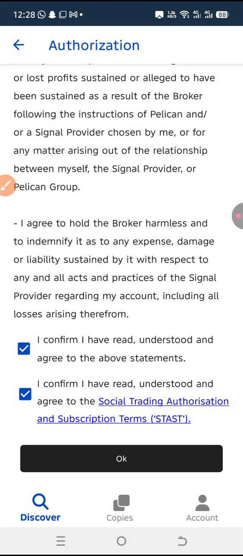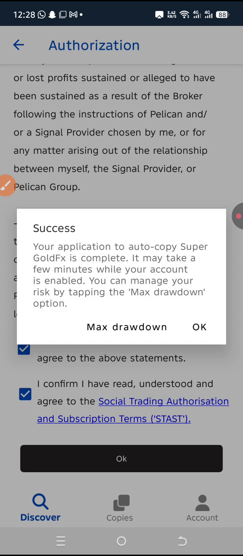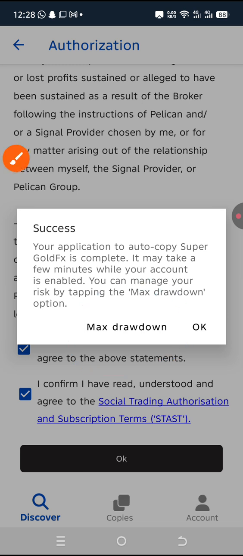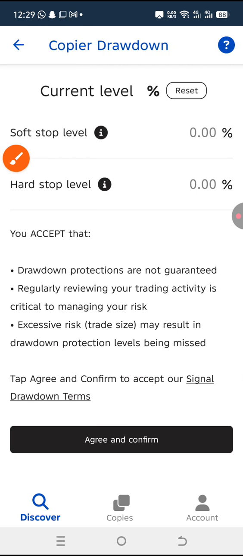Okay, so in trading, there are things you need to know. Number one is to choose the person that is good to trade with. Number two is to try and copy and know how to copy that person, which was what I explained. But another thing is to know how to choose your max drawdown, which is the stop loss. So here we click on max drawdown.